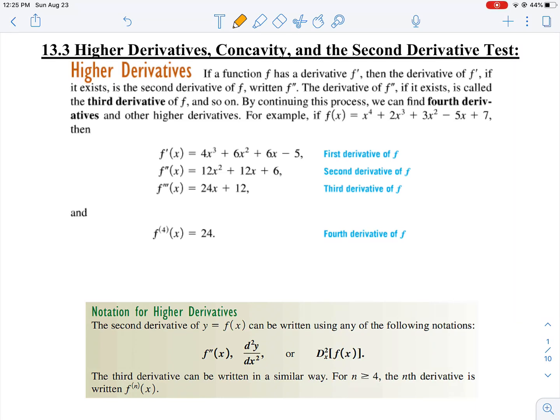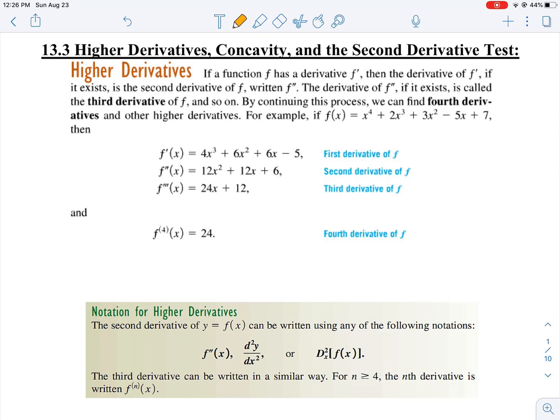Right, so in the first two sections of chapter 13, we used the first derivative to help us figure out when a function was increasing, decreasing, where it has a relative max or a relative min. Now let's talk about what happens if we take the derivative of the derivative, or what we call the second derivative. We're going to use the second derivative to help us find other characteristics of a graph.